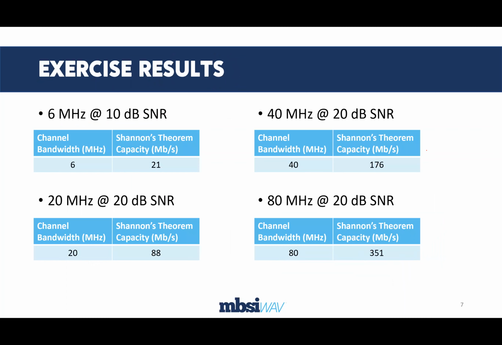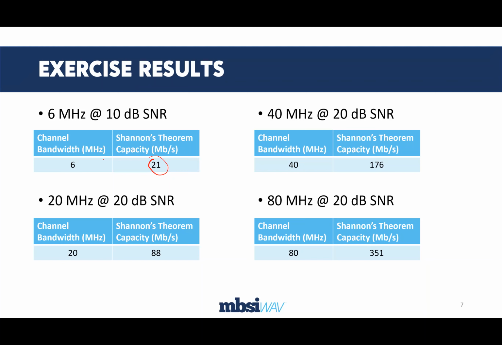All right. So here's my 6 megahertz channel at 10 dB signal to noise ratio. Well, it's down to 21 megabits. Remember, the signal to noise ratio is one of the factors of my channel. So my 6 megahertz channel, if my signal to noise ratio is down to 10 dB, I got 21 megabits per second possible in that channel.